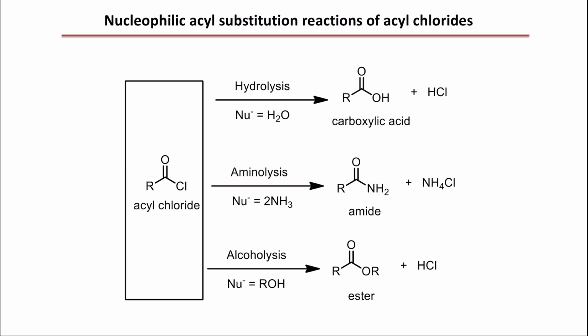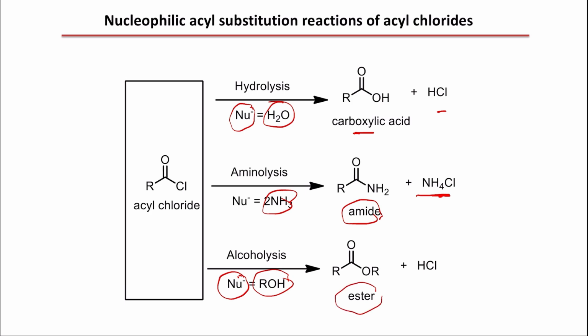So this is a summary of the different reactions of acyl chloride. With water, we call this hydrolysis. The nucleophile here is water. The product is carboxylic acid with hydrogen chloride. With ammonia, we call this aminolysis. That will give you the amide and HCl, which can react with excess ammonia to give you ammonium chloride. And then with alcohol, the nucleophile here is an alcohol that will give you the ester and hydrogen chloride.